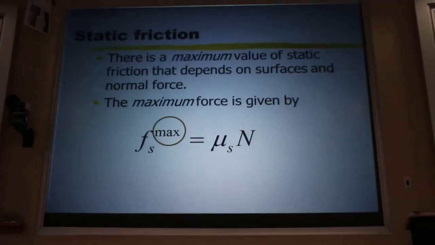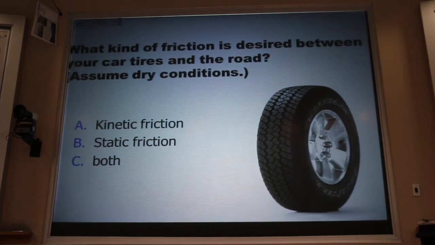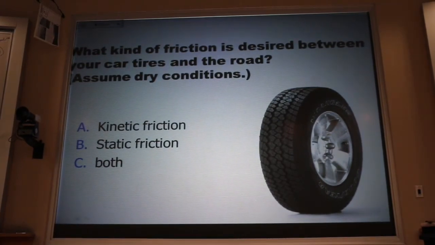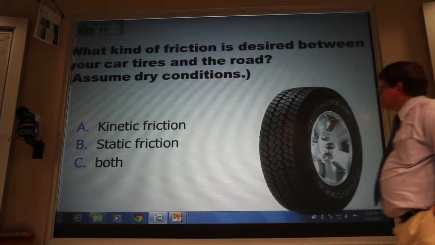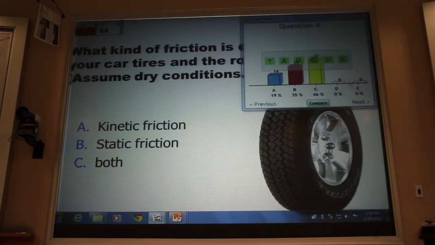Now, quick question with your clicker. What kind of friction is desired between your car tires and the road, assuming it's August and the roads are dry? Do you want kinetic friction, static friction, or both? What do you think? Okay, last call. The answer is B, static friction.